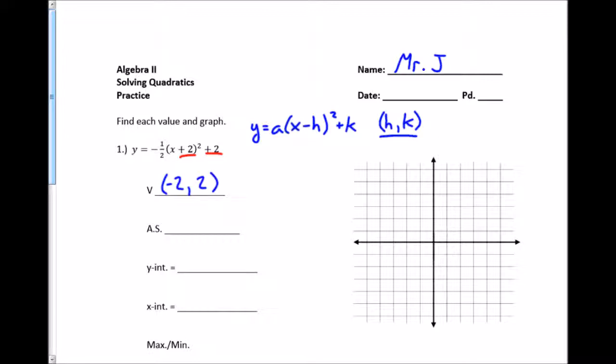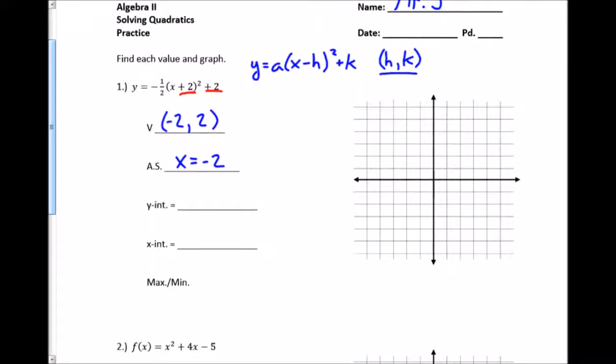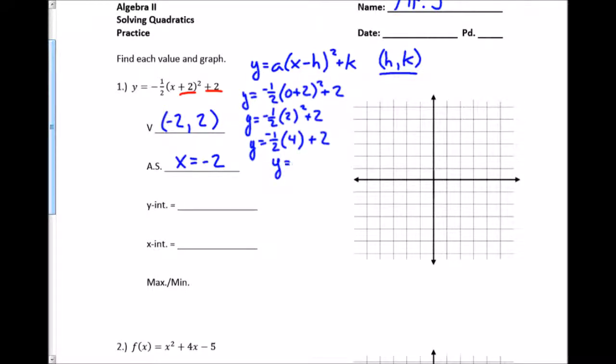The axis of symmetry is always x equals the x value from the vertex, so it's x equals -2. And again, it has to be x equals because it's the equation of a vertical line. The y-intercept, for any equation, is when we plug a 0 in for x. So if I plug a 0 in for x here, I get y equals -1/2 times 2 squared plus 2. That's -1/2 times 4 plus 2, so I've got -2 plus 2, which is 0. I plugged a 0 in for x and got a 0 out for y, so it's the ordered pair (0, 0).